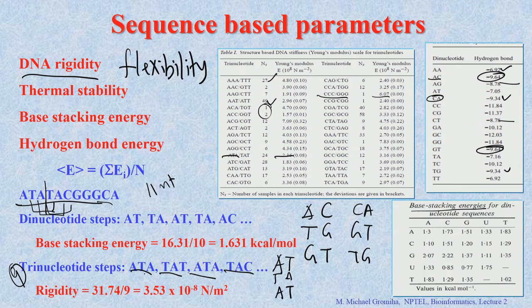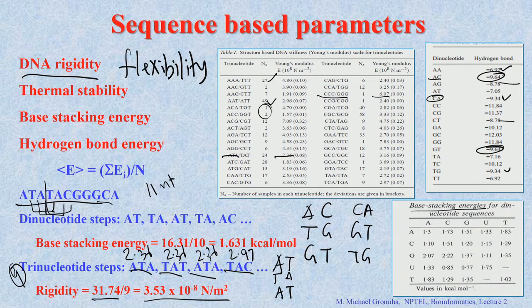What is the value for ATA? ATA is 2.36. Then what is the value for TAT? The same, 2.36, ATA same 2.36, and TAC 2.97. So add up all the values, and finally you will get 31.74, and divide by the total number of possibilities, that is 9. So 31.74 divided by 9 is equal to 3.53 in 10 power Newton per meter square. So you will get the exact average rigidity for this particular DNA sequence.